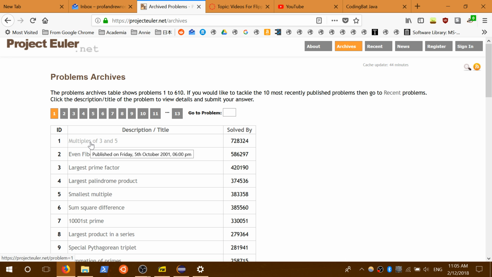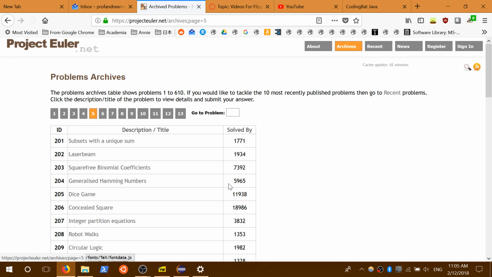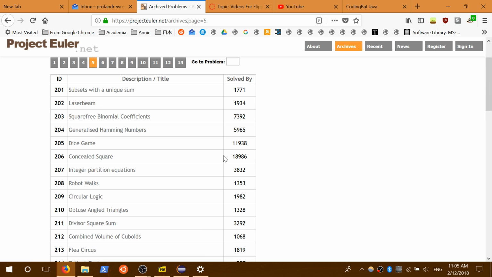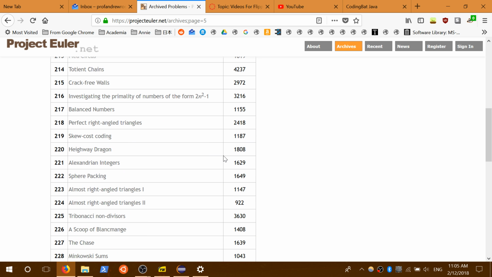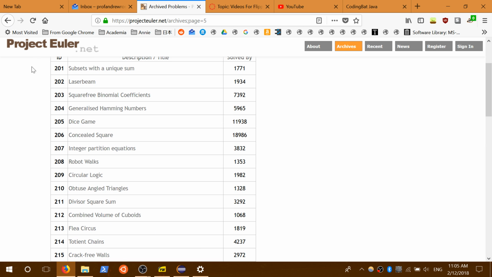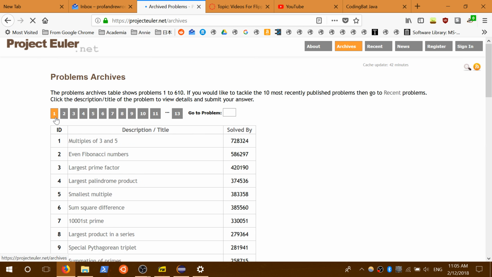Problem 1 has been solved by a lot of people, and as you can see, once you start getting to page 5 or so, less and less people solve these problems. They're in the thousands for most of them, rather than hundreds of thousands. So they get pretty tough, and also people get bored.